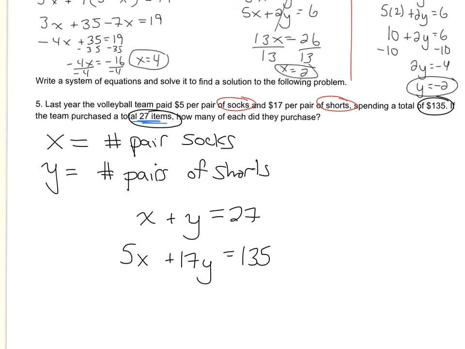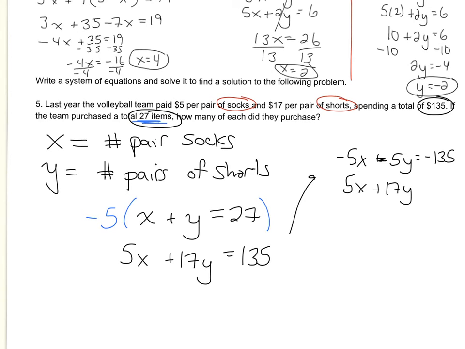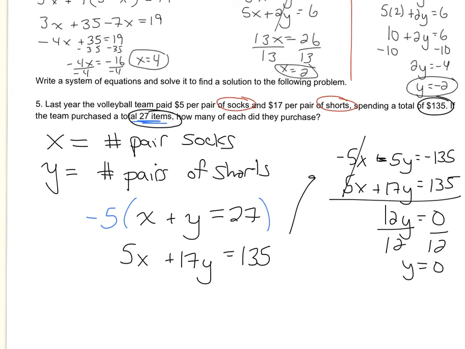So I can solve this by substitution, elimination, whatever you want. I'm just going to do elimination because it seems easy. So I'll multiply the first one by negative 5. That leads me to negative 5x minus 5y equals negative 135, and 5x plus 17y equals 135. So these eliminate. This will give me 12y, and this would actually give me 0. So when I divide by 12, I get y is 0. So y was pairs of shorts, so I actually bought 0 pairs of shorts.